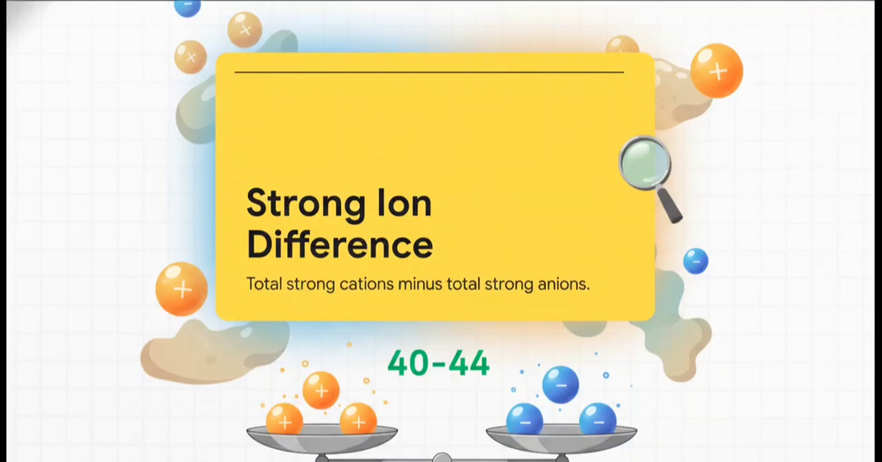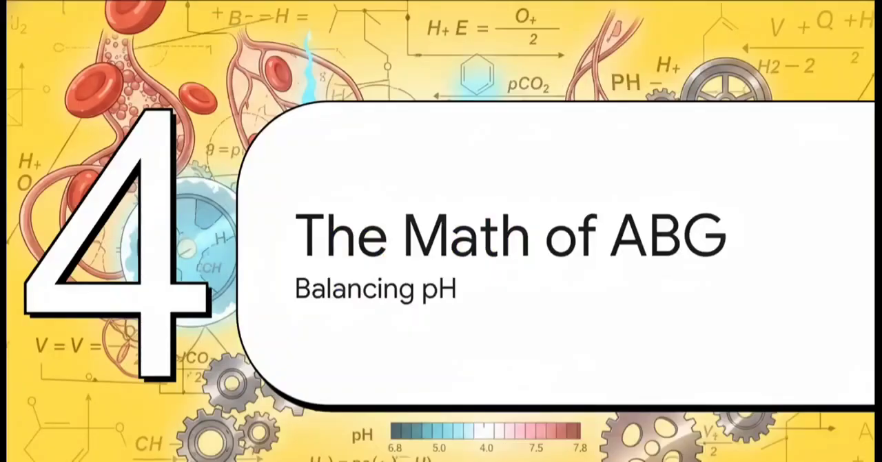And we can't forget the heavy hitters, the strong ions. These are fully dissociated ions that heavily dictate the final pH of that extracellular fluid. When we balance the positive cations like sodium, potassium, calcium, and magnesium against negative anions like chloride, we get the strong ion difference. Normally, this sits right around 40 to 44 milliequivalents per liter. Along with weak acids like albumin and phosphate, these strong ions are constantly exerting a massive background influence on your patient's baseline acid-base status.